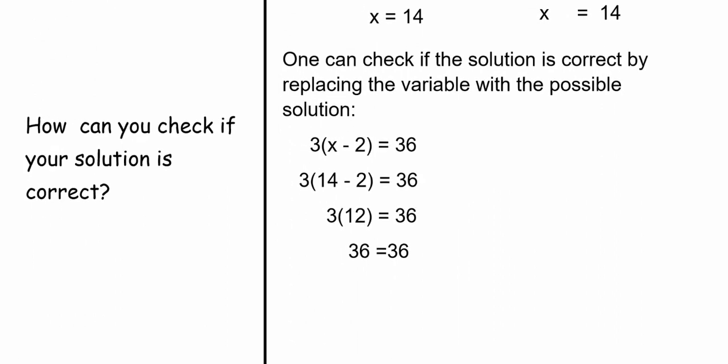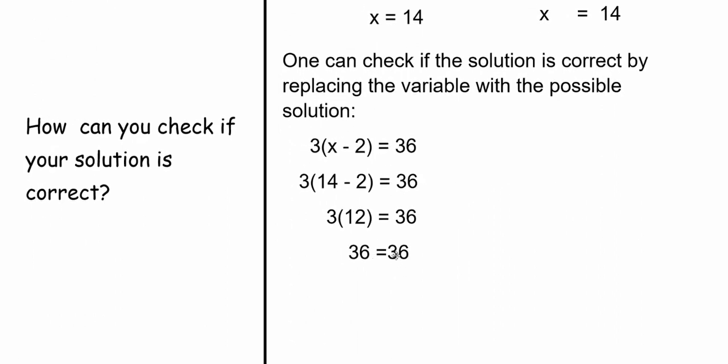And how can you check if your solution is correct? Well, you can put your answer back in, replace the variable with your answer. So in this case, our answer was 14. So we're going to put 14 in for x. So 14 minus 2 is 12. 3 times 12 is 36. And 36 is equal to 36. So we know we did that correctly.